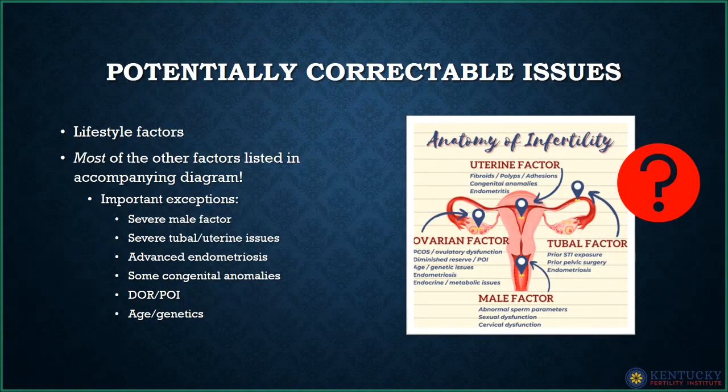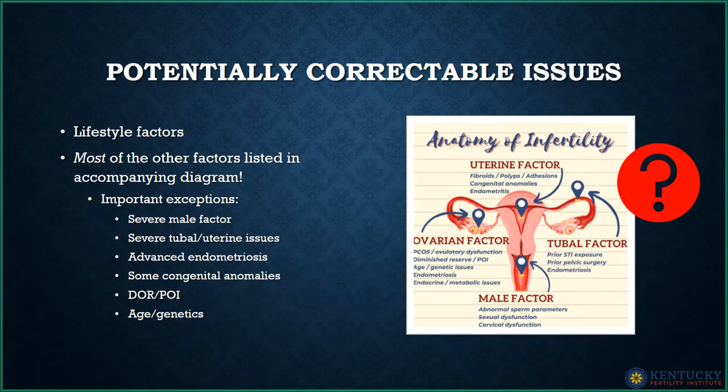Most of these things we talked about before that cause infertility can be clinically addressed in some way. You know, abnormal sperm parameters, maybe we can look at insemination, tubal factor, maybe we can fix with surgery, endometriosis, maybe we can excise with surgery. A lot of the uterine factors will be amenable to surgery.